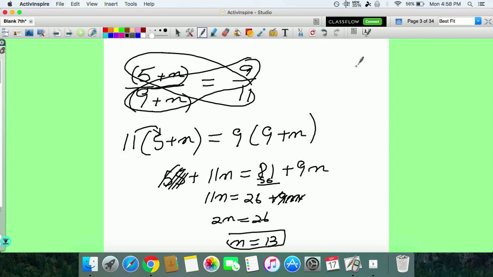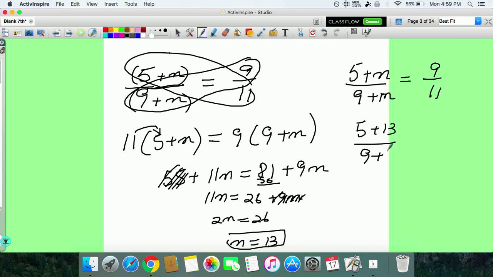Go back to the equation and see if that works. It says that 5 plus n over 9 plus n equals 9 over 11. So if I substitute and replace n with 13, I get 5 plus 13 over 9 plus 13. Let's keep working that. 5 plus 13 is 18. 9 plus 13 is 22.